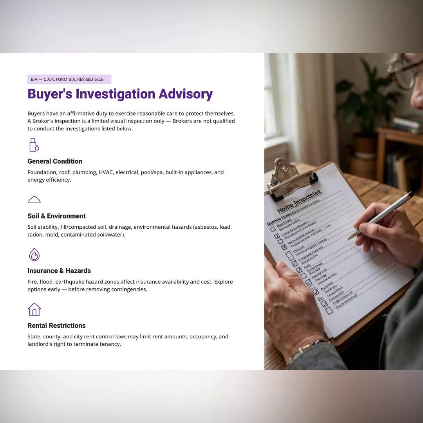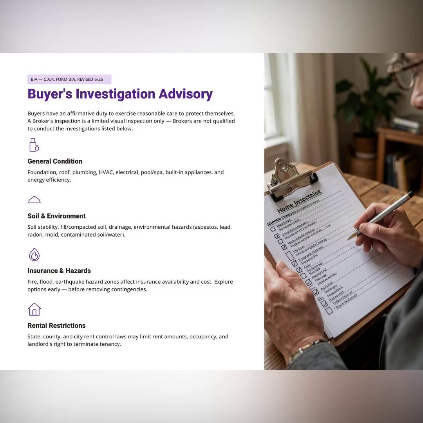The Buyer's Investigation Advisory emphasizes the buyer's critical responsibility to conduct thorough due diligence. It clarifies that a broker's visual inspection is limited, and buyers must actively investigate all aspects of the property. This includes checking the general condition of foundations, roofs, and systems, as well as environmental factors like soil stability and drainage. Buyers should also explore insurance availability and potential hazards, like fire or flood zones. For income properties, understanding rental restrictions and local rent control laws is equally vital.